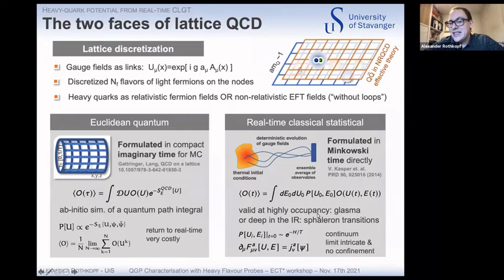This approach is valid at high gluon occupancy, which, coincidentally, is what is present in the early stages of a heavy ion collision, as we believe, in the Glasma phase.